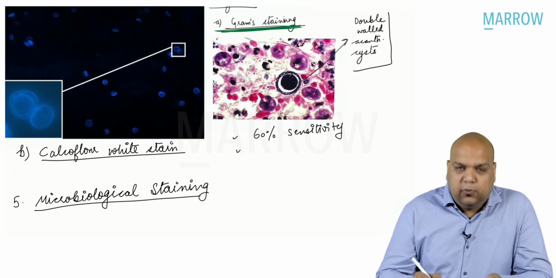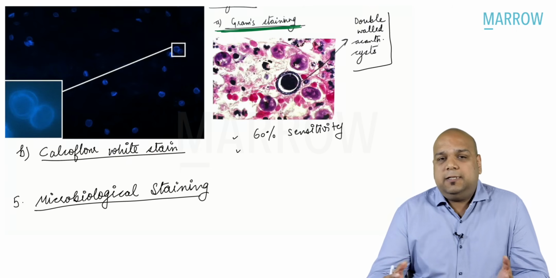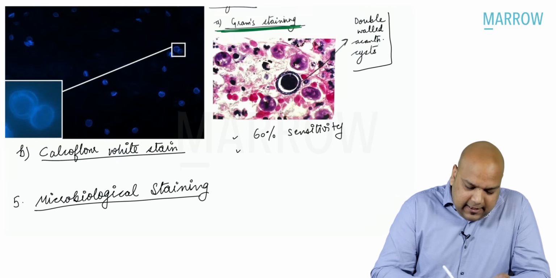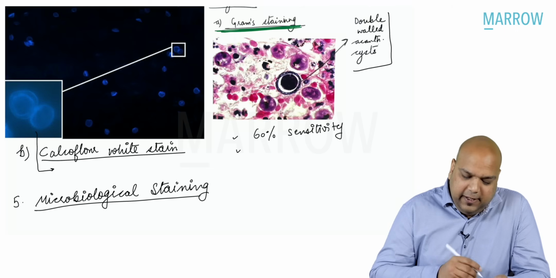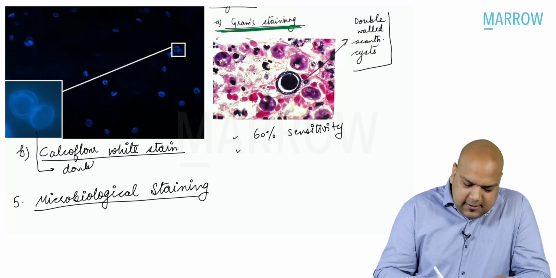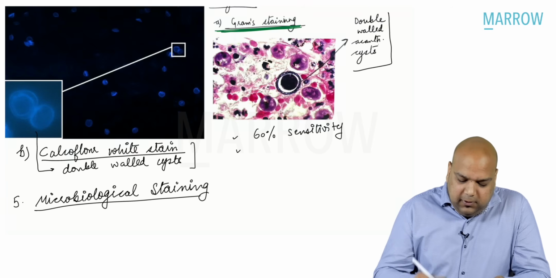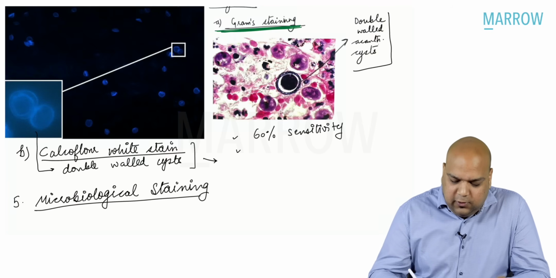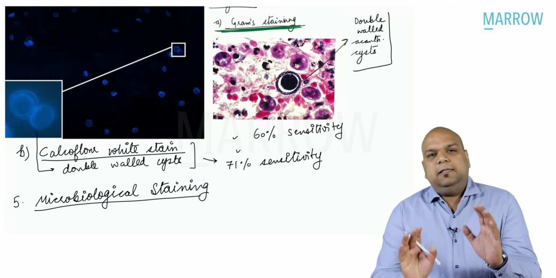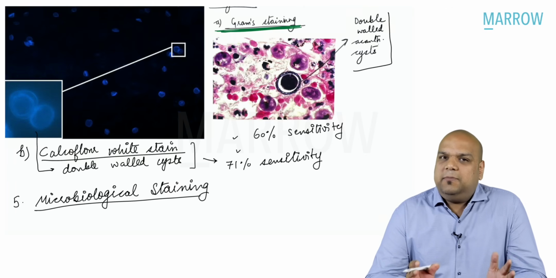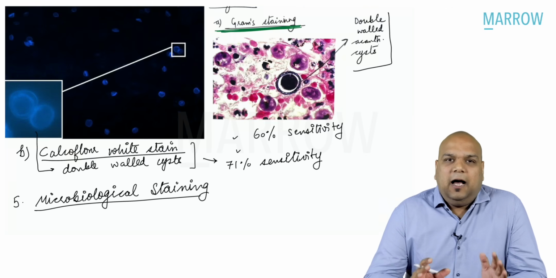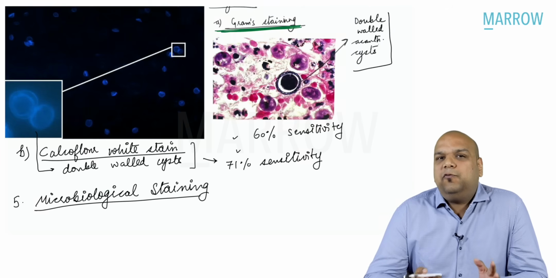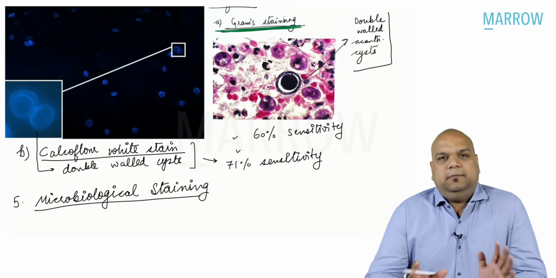Calcofluor white stain is a fluorescent stain, so you have to see it under fluorescence. And under fluorescence, what do we see? As again, we can see in the image, magnified for you, double-walled cysts. But the problem with calcofluor stain is also similar to gram staining. It has around 71% sensitivity. That means staining, whether gram or calcofluor, they are not the absolute foolproof methods to diagnose Acanthamoeba.